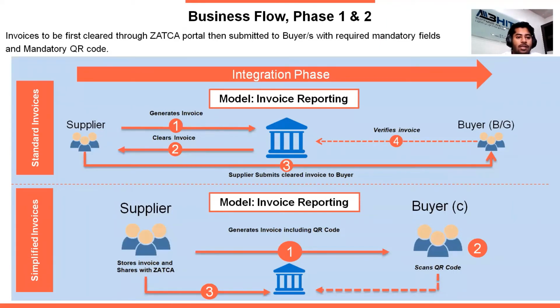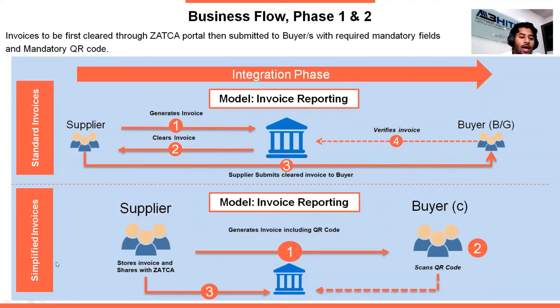In phase two, which is the integration phase, let us first look at the standard invoices, which is the tax invoice. The supplier generates the invoice and sends it to the ZATCA portal. The ZATCA portal verifies and clears the invoice. When it clears the invoice, the supplier receives the cleared invoice, and can then share it with the buyer. After the buyer gets this, the buyer can cross-verify the invoice through the ZATCA portal.